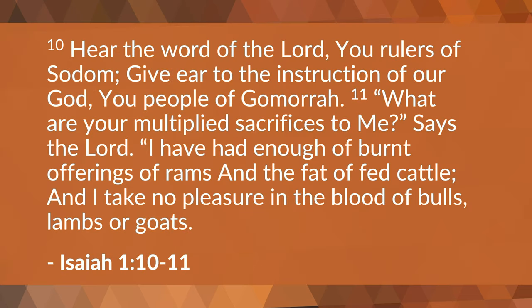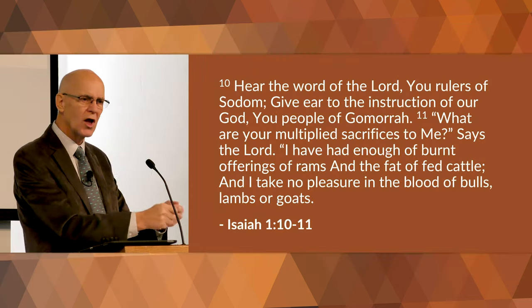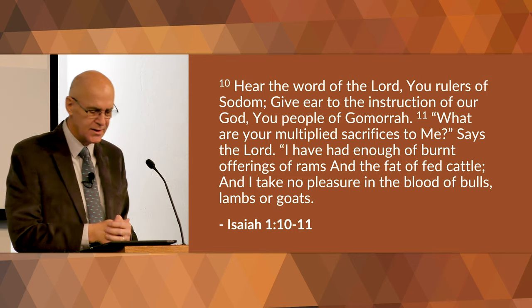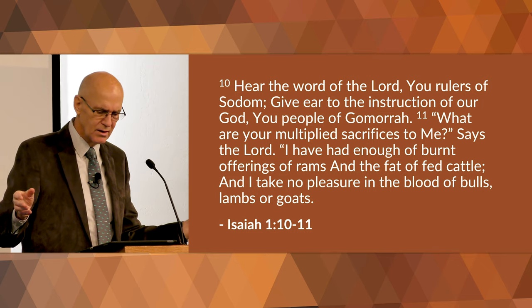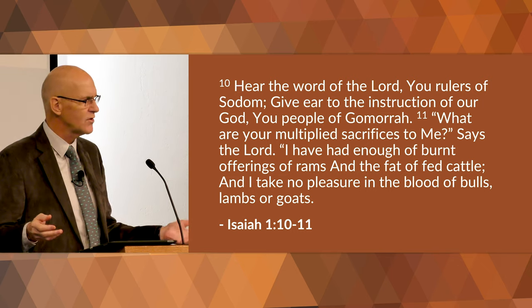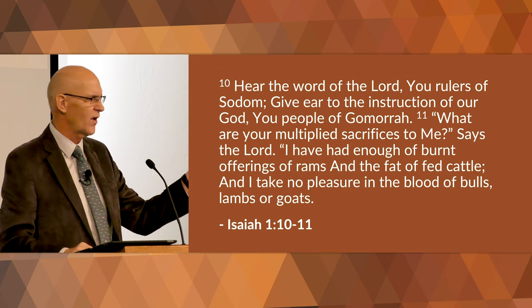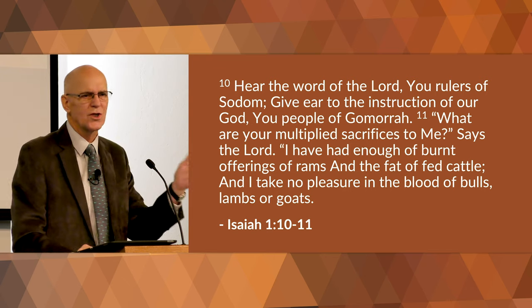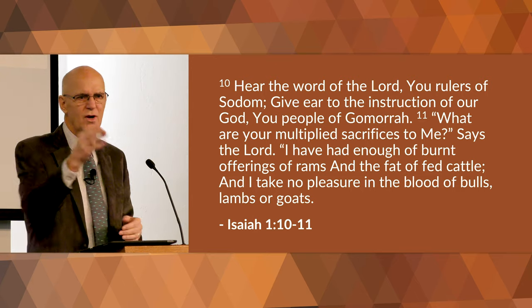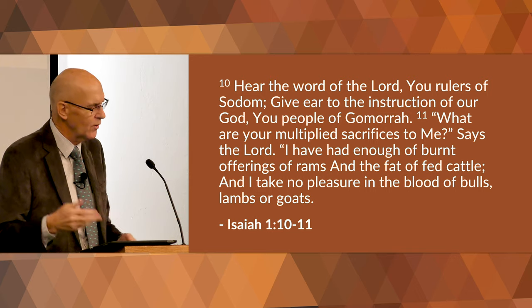And then in verse 11, he says, what are your multiplied sacrifices to me, says the Lord? I've had enough of burnt offerings of rams and the fat of fed cattle, and I take no pleasure in the blood of bulls, lambs, or goats. So in this passage, even though he uses a literary device like synonymous parallelism, there's no imagery here. It reads like a conversation. He's saying, hey, you people in Sodom and Gomorrah, I take no pleasure in your sacrifices. I'm not satisfied with your worship. There's no imagery here. It's straight ahead. You can understand it. You don't need anybody to explain what he's saying.